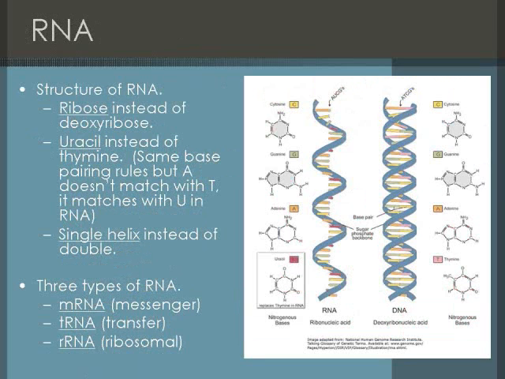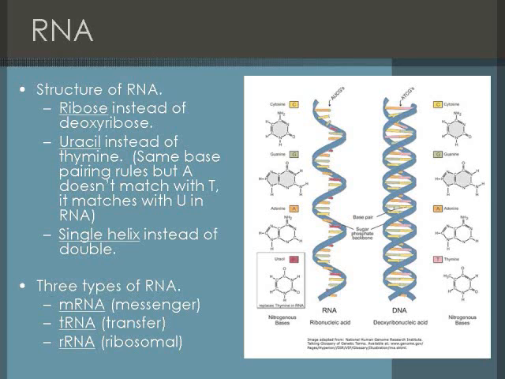Now we're going to take a closer look at RNA. RNA is a nucleic acid, and it has a phosphate and sugar backbone, just like DNA. But instead of having the sugar being deoxyribose, the sugar in RNA is ribose, so ribonucleic acid. One of the nitrogen bases is different as well. Instead of having thymine like DNA, you have uracil. But the same base pairing rules apply. A doesn't match up with T because it doesn't exist. It matches up with uracil instead. And also, RNA is only a single helix compared to the double helix of DNA.